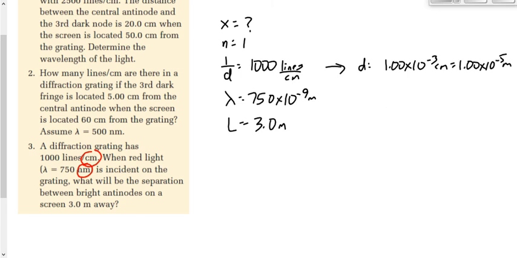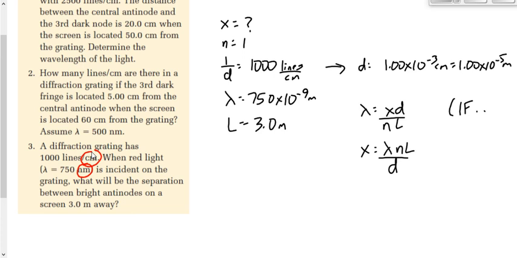Okay, so what do we want to do? Lambda is equal to xd over n times L because it looks like it fits the givens. Rearrange this to solve for x. Lambda times n times L over d. If, right, if L is greater than 10 times x. We got a problem here though. We can't do our check, right? We can't do our check because we don't know what x is.